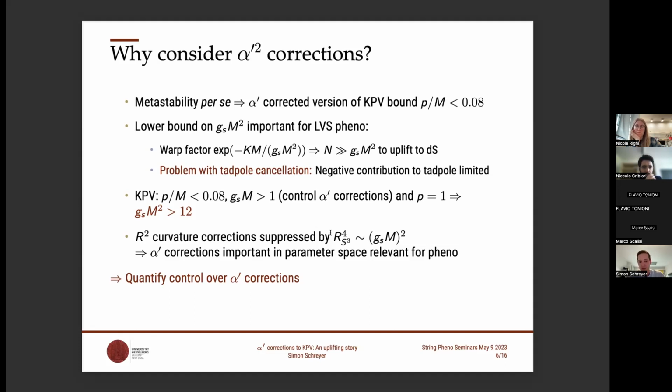That means it's important to quantify what it actually means to be in control of alpha prime corrections. So we would also already anticipate that in this regime of small GSM squared, these alpha prime corrections become important, and this also generalizes to the flux corrections.